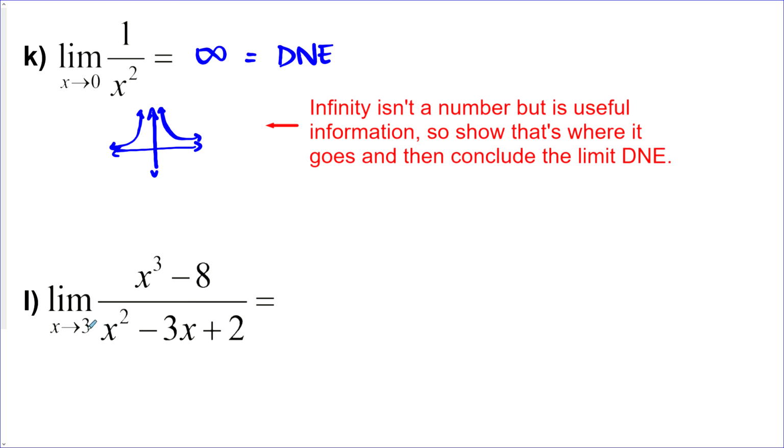Now hopefully you realized that we could just plug 3 in here. So 3 cubed is 27 minus 8 is 19. And 3 squared is 9, minus 9 is 0, plus 2 is just 2. But chances are, after you've done these questions, you might start thinking of factoring. This looks so fun to factor too.